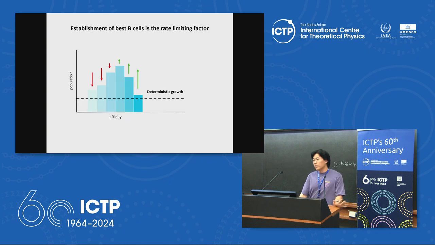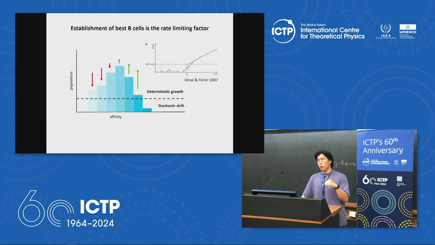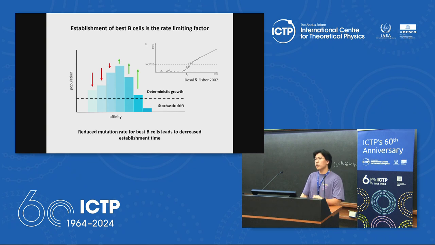But in the rare case that you do get an even better B cell, it will experience stochastic drift until it hits a critical population called the establishment population. As it turns out, because the germinal center is in this range of small population, about a couple thousand B cells, the rate limiting factor in this wave of your population evolving to a higher affinity is actually the time to establishment of the nodes of your population. And essentially what lowering this mutation rate does is allow you to clone this best B cell as fast as possible, therefore decreasing this establishment time.